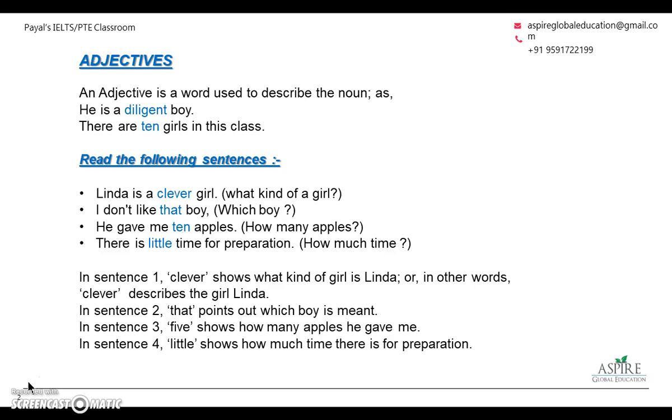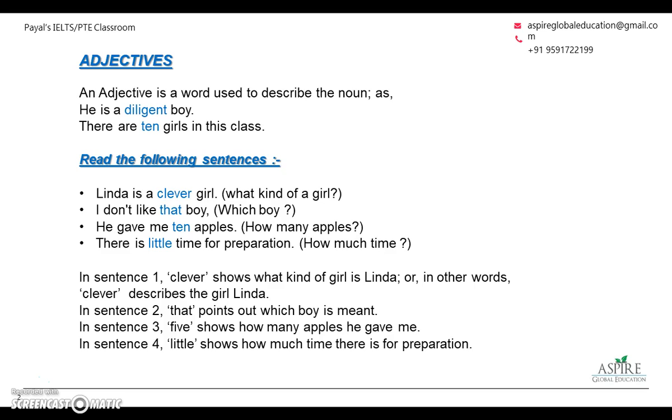There are 10 girls in this class. How many girls? 10 girls. So the word 10 is an adjective. Let's take some more examples. Linda is a clever girl. What kind of a girl is Linda? Clever. The word acts as an adjective. I don't like that boy. Which boy? That boy. So the word that is an adjective.